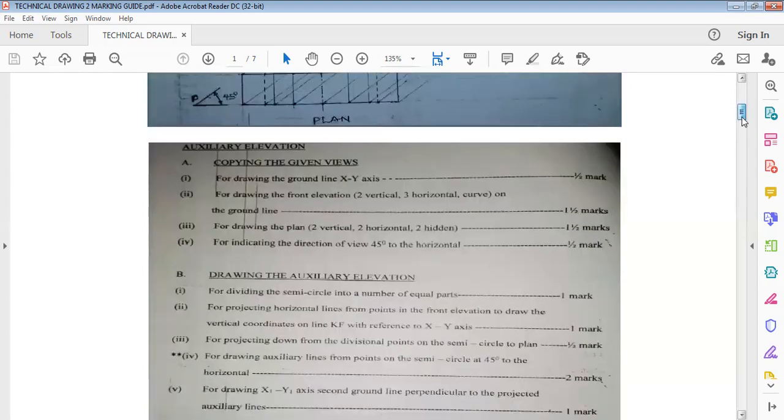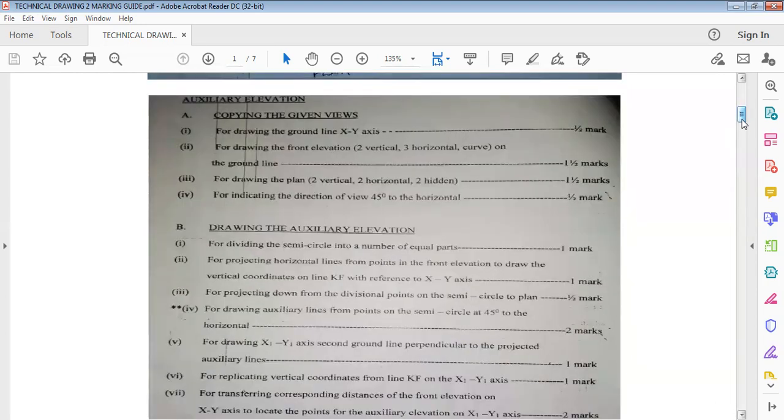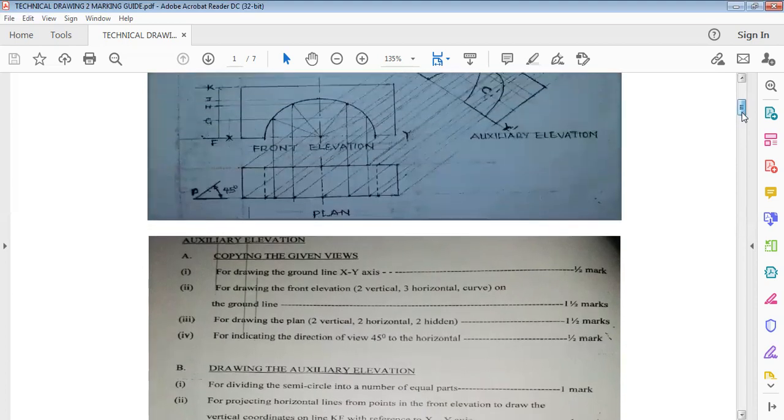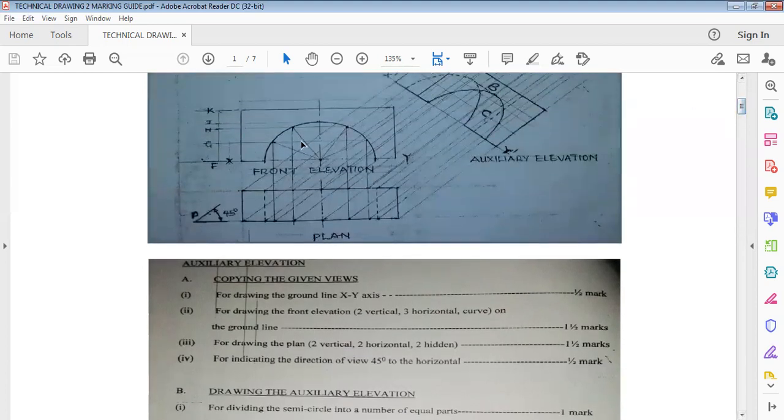As you can see here on the screen, the auxiliary elevation, and we have A, is divided into, I think, 2 parts, part A and part B. So in part A, we have copying the given views. In the main exam, the views are given. This particular view is given, and the plan was also given. So this was given and this was also given. That is what they mean by copying the given views.